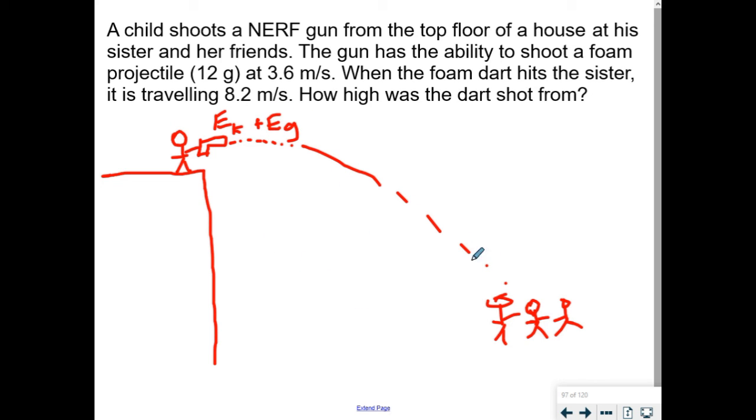Well, let's say the dart then comes all the way down here and hits the sister and the friends down here. All that should be left at that point is just kinetic energy. Because as the gravitational goes down, the kinetic goes up. And we can actually see that in the numbers we were given. The dart started at 3.6 meters per second, and it accelerated up to 8.2 because as potential went down, kinetic went up. Now, this is our fourth crack at this. Hopefully you're starting to see some patterns. Again, don't stress if we're not there yet.